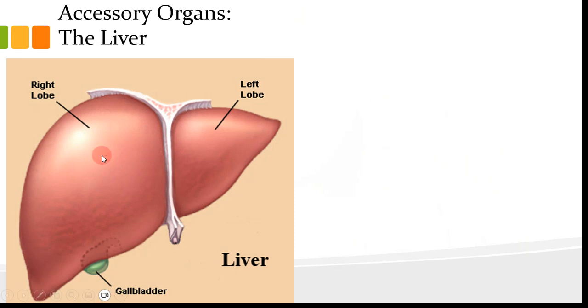It has actually 4 quadrants to it. We're looking at the left lobe and the right lobe. We're going to see a little more detail here in just a second. Tucked behind it, you can see the gallbladder. We'll get to that here in just a minute. The liver has so many important functions.